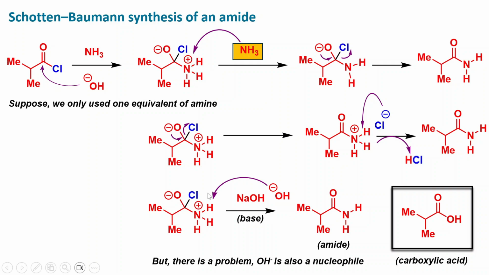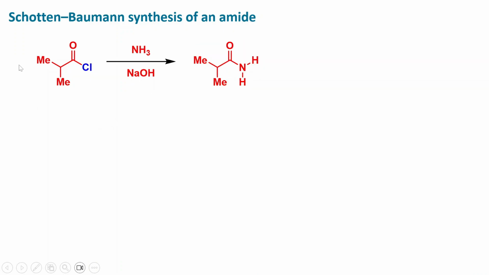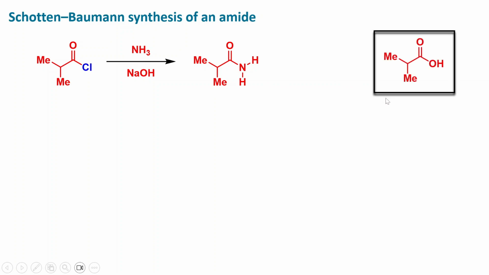So this is what the Schotten-Baumann synthesis of amide is about. So what we want to get: we are taking this acyl chloride and you are treating this with one equivalent of amine in presence of a base. You want to get this amide, right? And you don't want this carboxylic acid. So how did Schotten-Baumann prepare this amide?